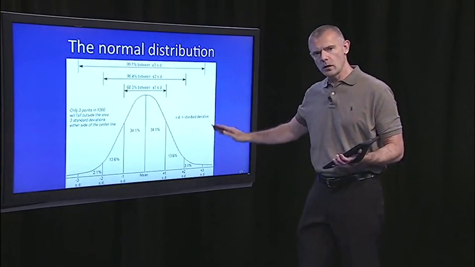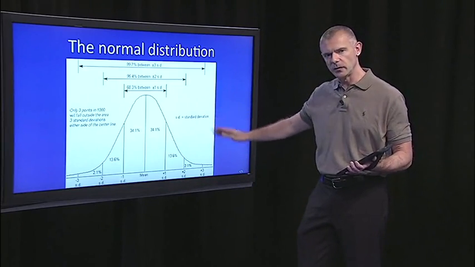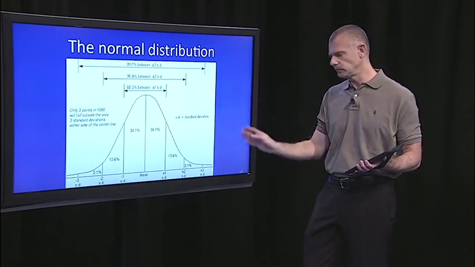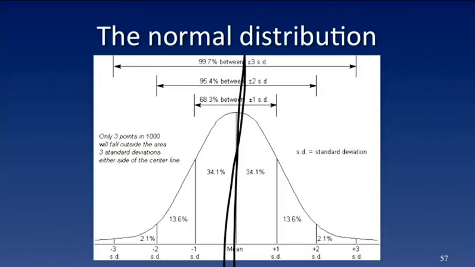So you know a distribution is perfectly normal if it has this bell shape and if it's symmetrical around the mean. So here's the mean. 50% of the distribution falls below the mean, 50% falls above. It's perfectly symmetrical.